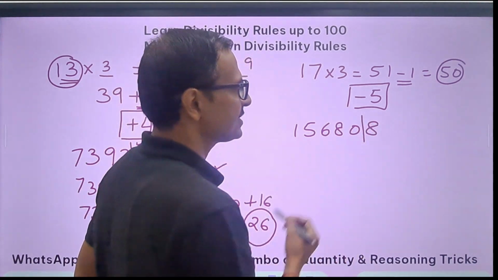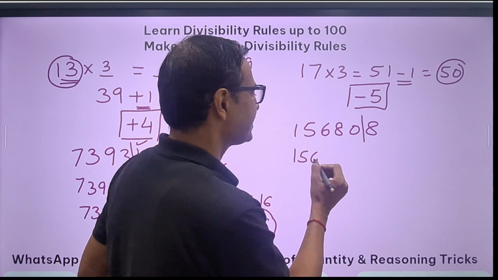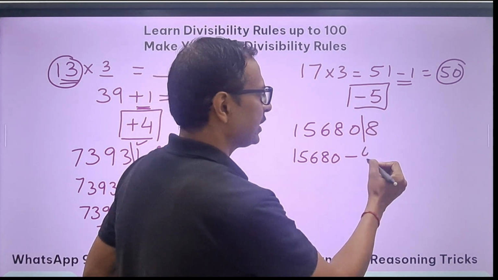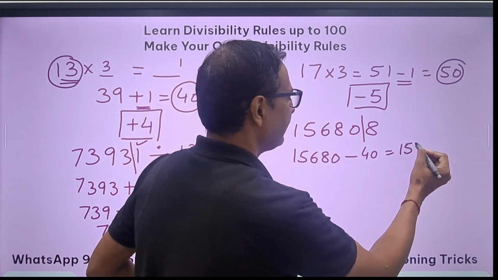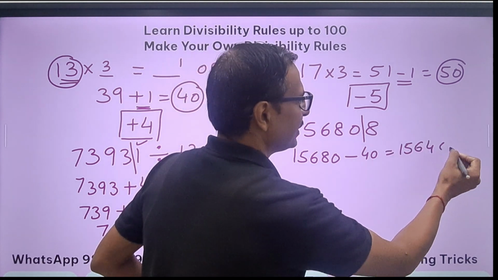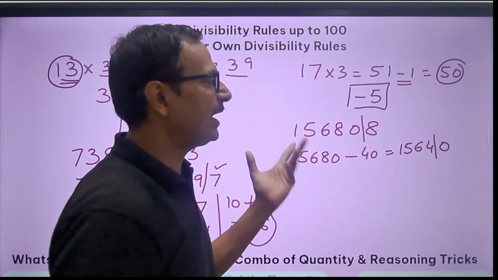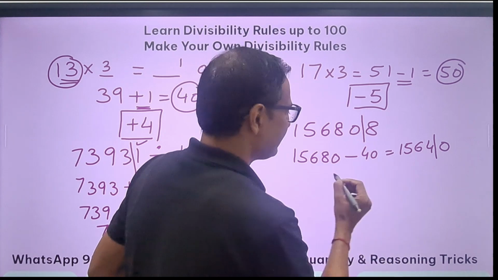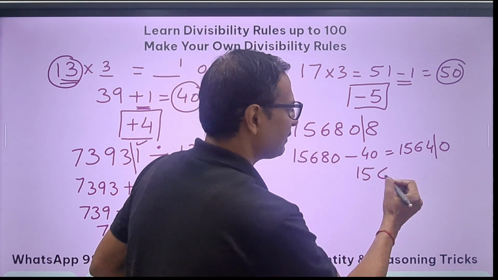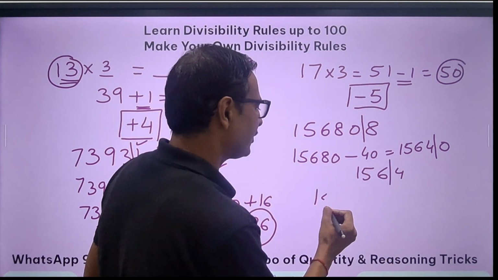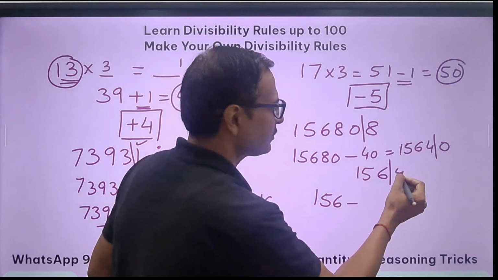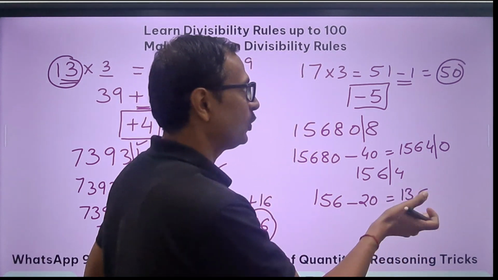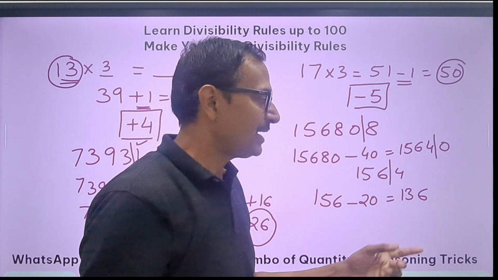Now we can check. Let's take an example: 156808. I want to check whether this number is divisible by 17 or not. So separate out the last digit. 15680 minus 5 times 8 is 40. So I get 15640. Separate out the last digit. You will get 1564 only. So 1564. Separate out the last digit. 156 minus 5 times 4 is 20. So you get 136. Now if you know 17 times 8 is 136, it's okay.